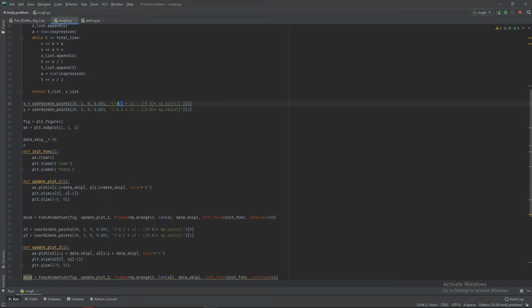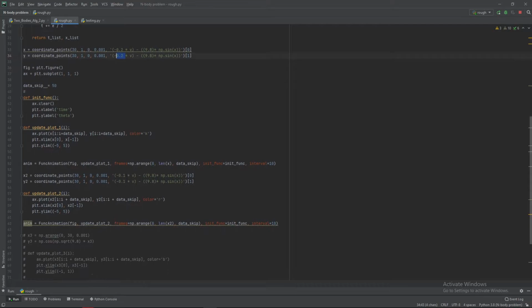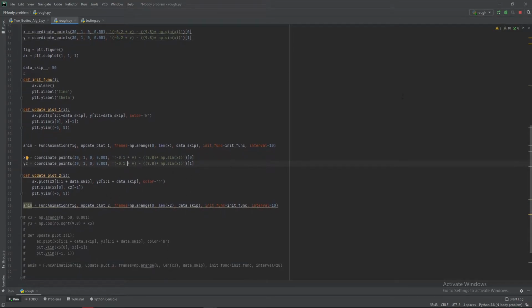In one of them the resistance factor is a constant 0.2, and in the second one it's 0.1. The one with the 0.1 factor is colored red. So let's see what happens.